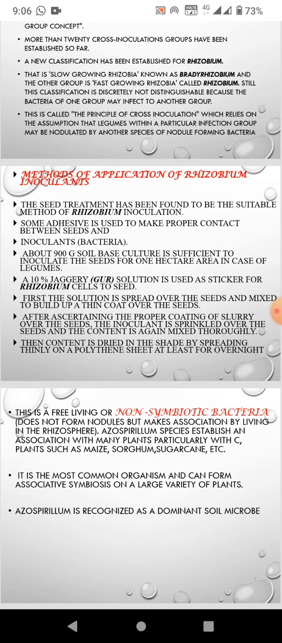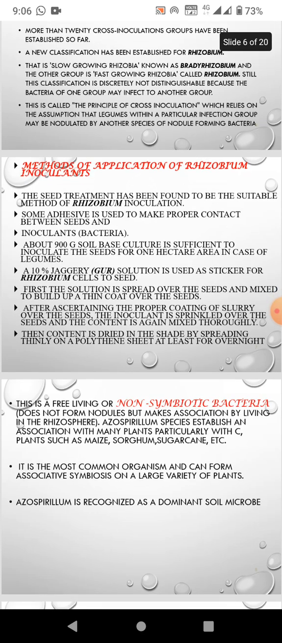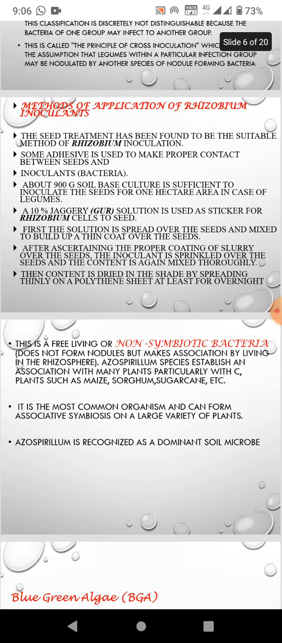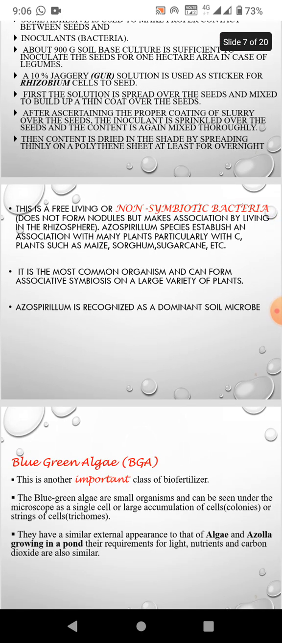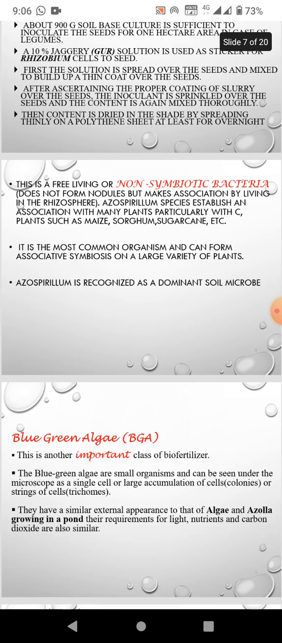Free living or non-symbiotic bacteria do not form nodules but make association by living in the rhizosphere. Azospirillum species establish association with many plants, particularly plants such as maize, sorghum, sugarcane, etc. It is the most common organism that can form associative symbiosis on a large variety of plants. Azospirillum is recognized as a dominant soil microbe.